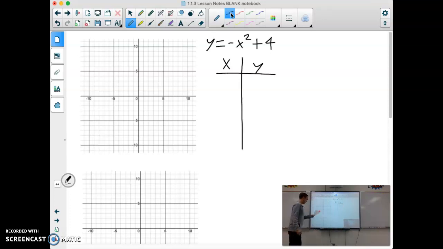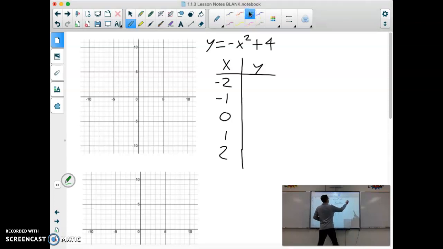And I'm going to say let's pick -2, -1, 0, 1, and 2 for our x values. And we're going to plug those values in to get our y value back out. So for example, let's do -2 first.